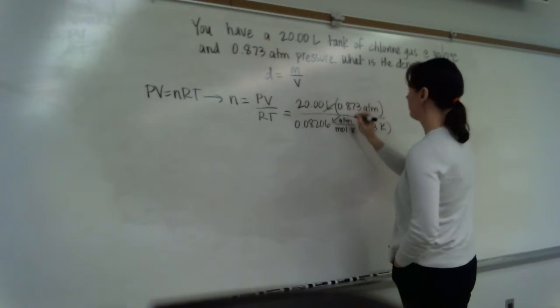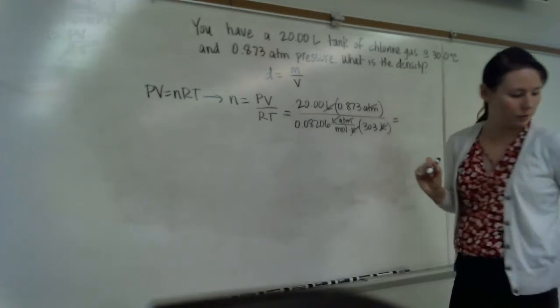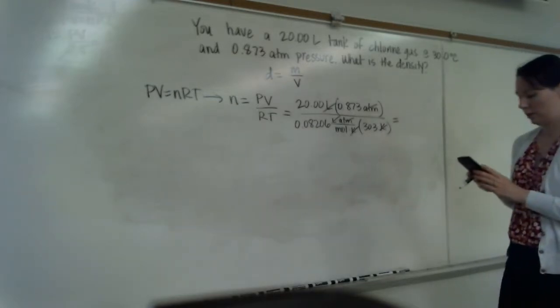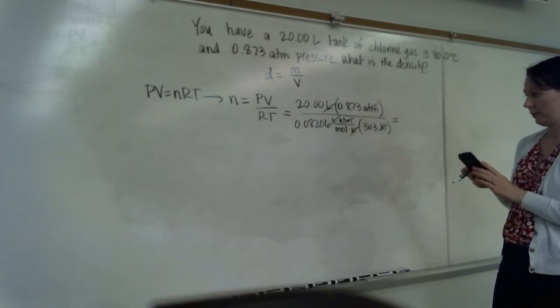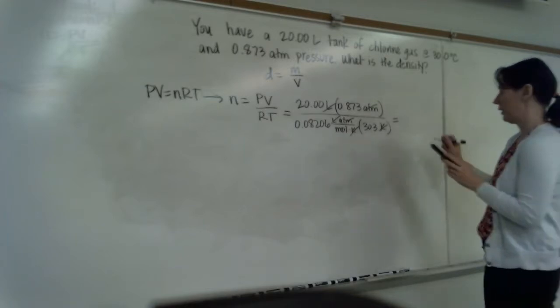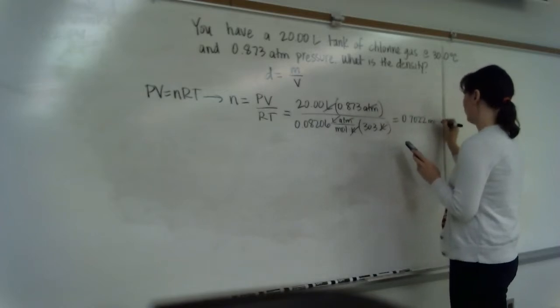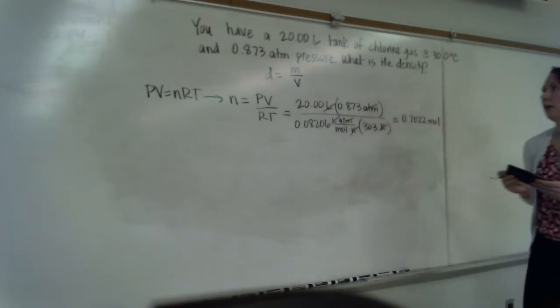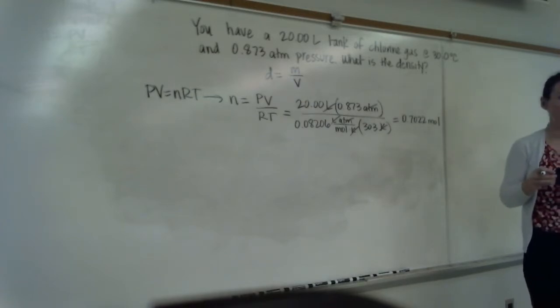Okay, liters goes away, atmospheres goes away, Kelvin goes away. So this gives me 20 times 0.873 divided by 0.08206 times 303. So I got 0.7022 moles. Do we agree? Yes. Now, do I just multiply that by 35.45 and I'm off to the races?